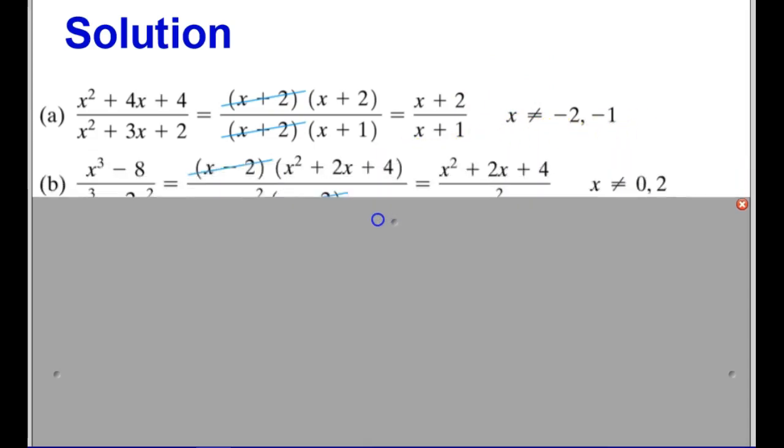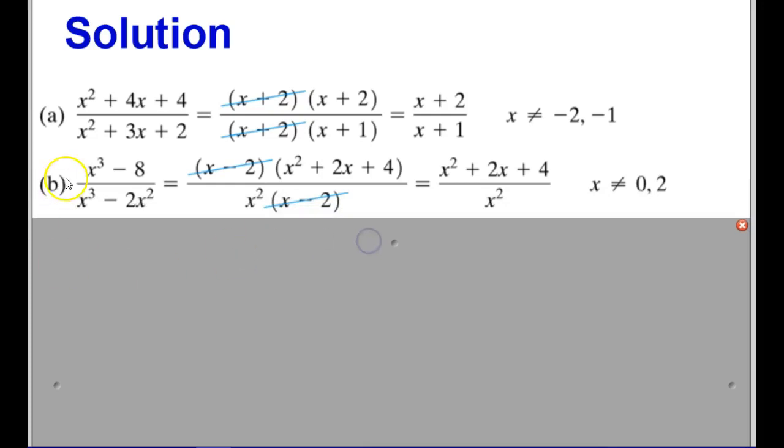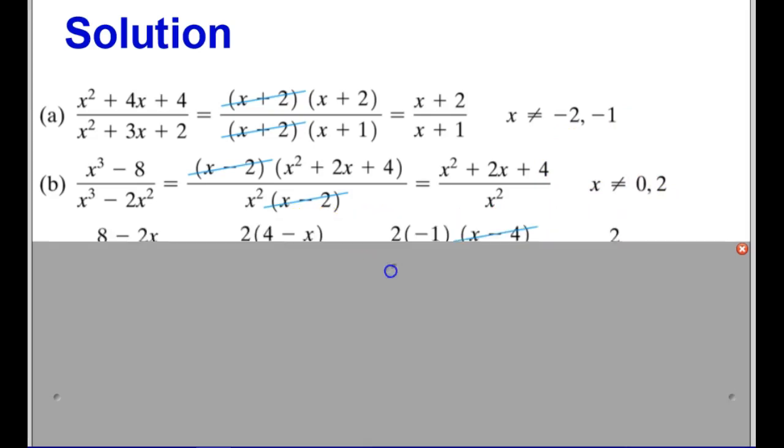So now let's look at our second example. Again, my first step is to always factor and then simplify. I see this top one is a difference of cubes, so I can look back at my difference of cubes formula to factor this one. In my denominator, I see that each term has an x squared, so let's go ahead and factor that out. Now that I've completely factored the numerator and denominator, I can get rid of any commonalities and then simplify. And again, I include my excluded values.